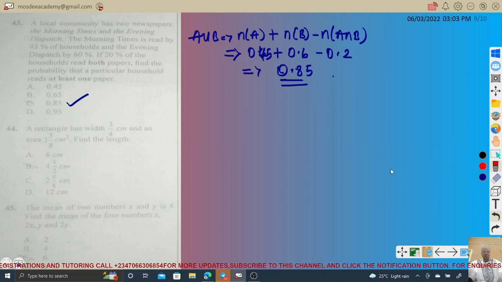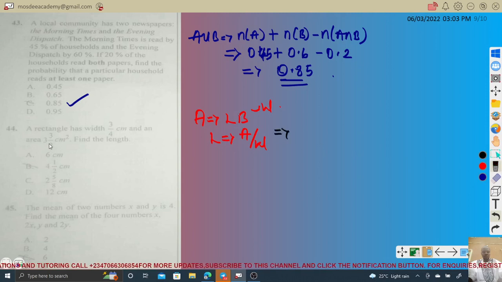Now, the next one, that is not what we're after now. A rectangle has a width of this and area of this. Find the length. Area of a rectangle is always equal to the length times the breadth, also called the width. So the length will be equal to the area divided by the width. So just do that directly, dear student.